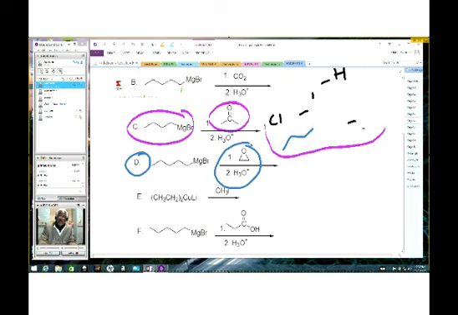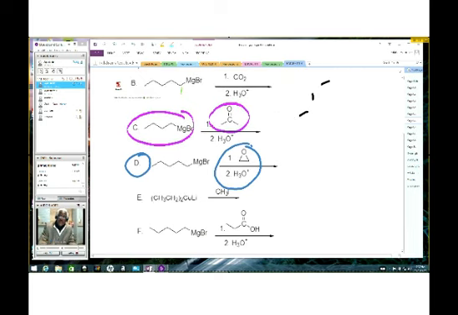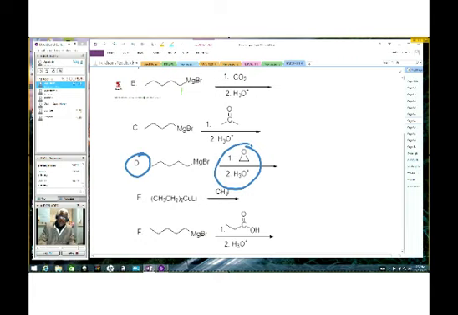Okay, so how many carbons do we have? We have 1, 2, 3, 4, 5. So we have 5 carbons in the Grignard reagent. And then we have the carbon from the ethylene oxide. Let us use the black pen to show that. That is this here. And that is your primary alcohol.